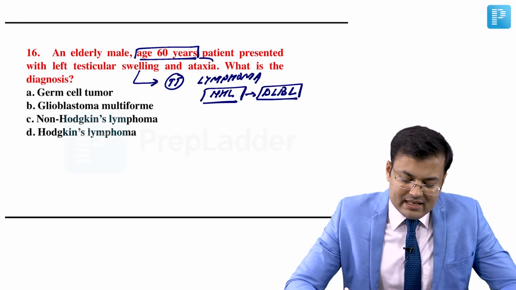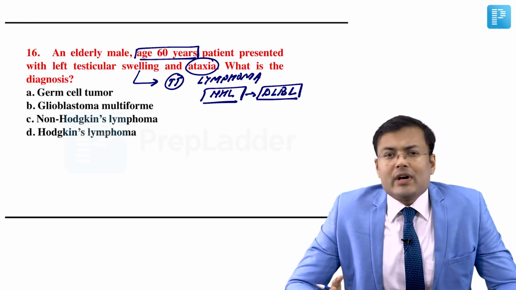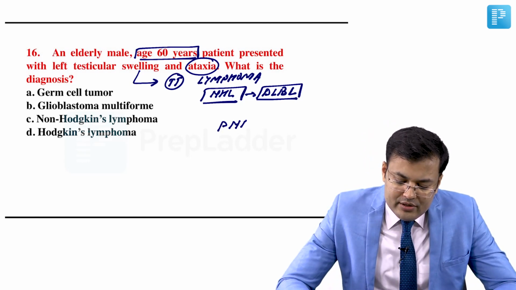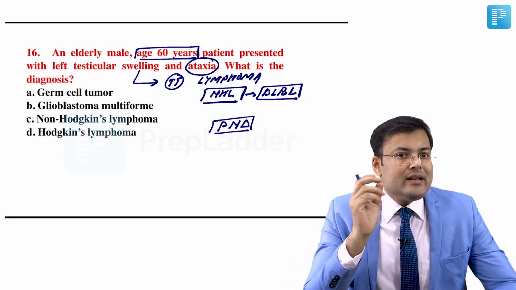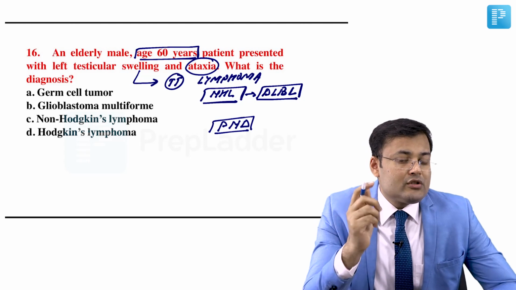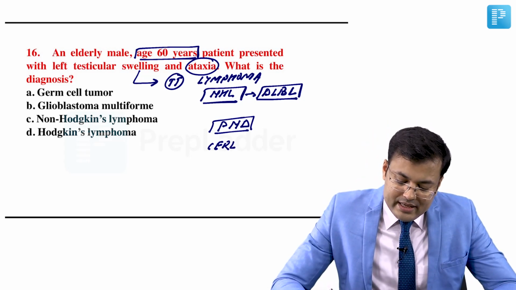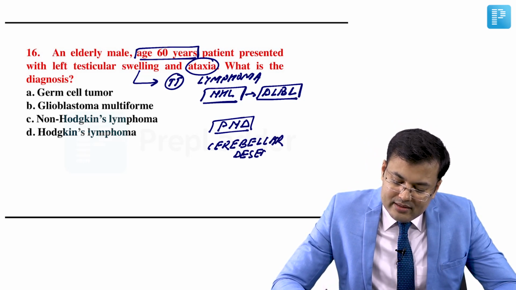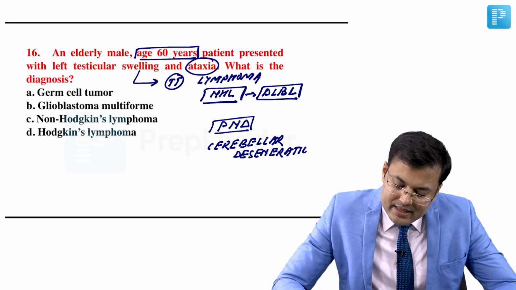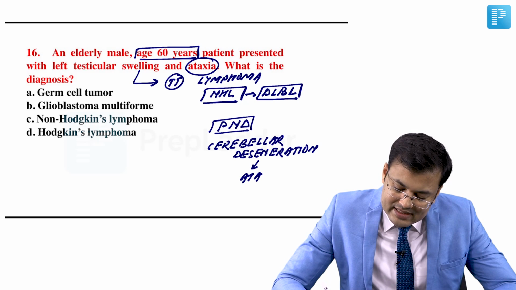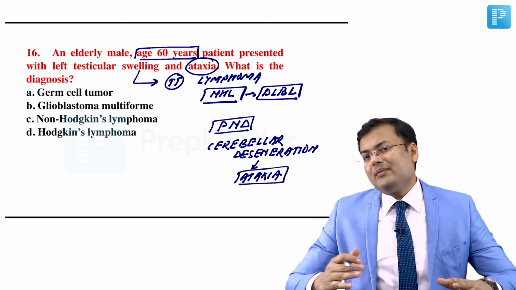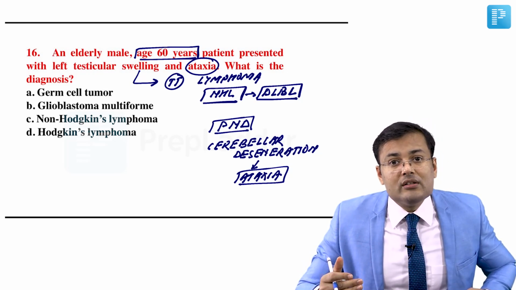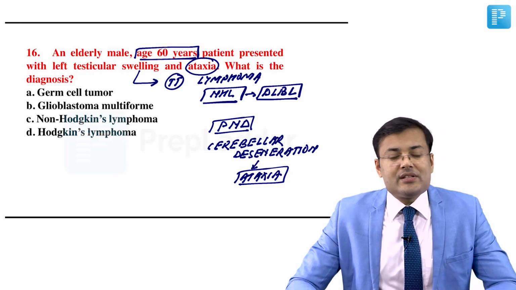So how will you explain this ataxia? Patients who have malignancy or a tumor can have paraneoplastic neurological disorders. And in these paraneoplastic neurological disorders, what happens? There is cerebellar degeneration, and this cerebellar degeneration can lead to ataxia. So patients with a testicular tumor can have a paraneoplastic neurological disorder leading to cerebellar degeneration, and the symptom is ataxia.